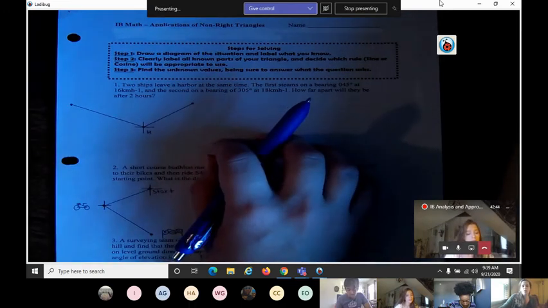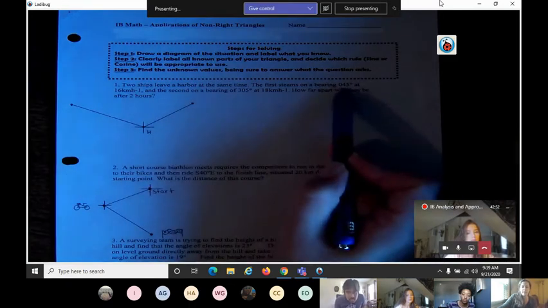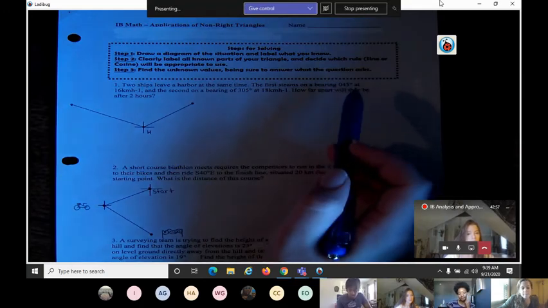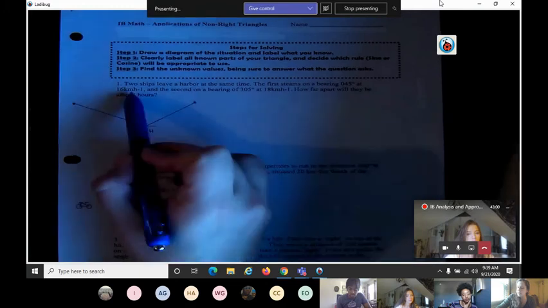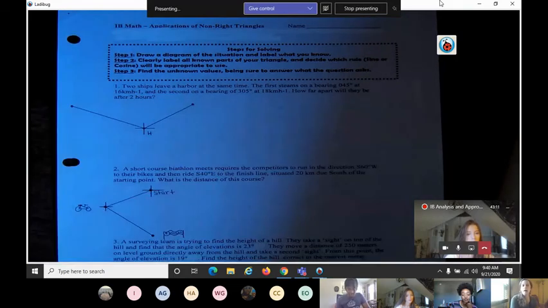So in number 1, it says two ships leave a harbor at the same time. The first steams on a bearing of 45 degrees at 16 kilometers per hour. That's what this means right here when it has kilometers h^-1. That h is to the -1 power, so it means per hour. And the second is on a bearing of 305 degrees at 18 kilometers per hour. How far apart will they be after 2 hours?